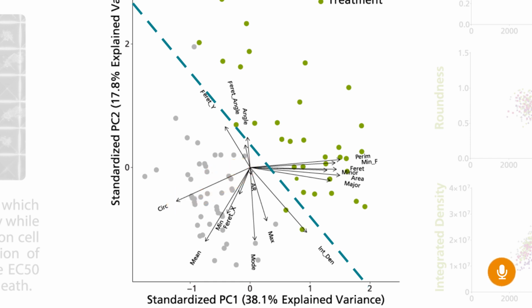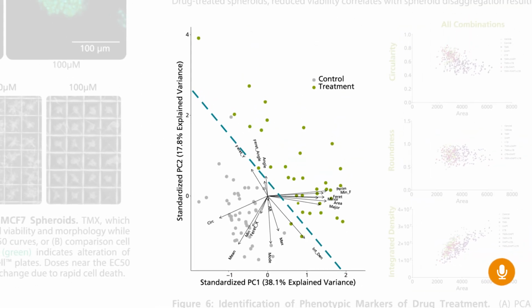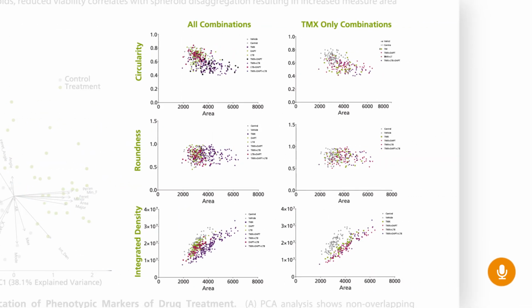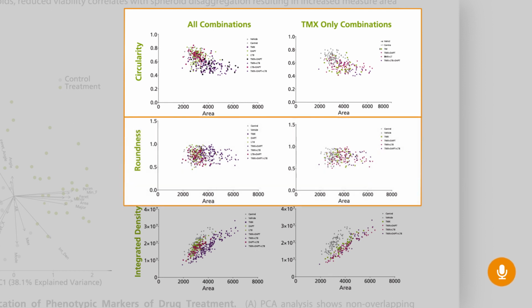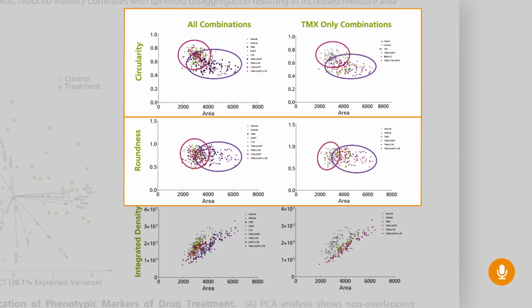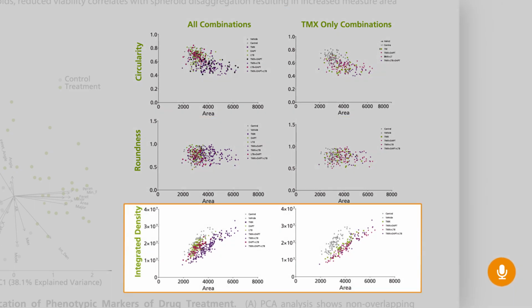Using the results of the principal component analysis, we graphed various combinations of these parameters to try and identify combinations that would provide clear separation between treatment and control groups. In Figure 6b, we show 3 such combinations. For example, showing circularity versus area or roundness versus area shows a partial separation of the treatment groups that had impact on viability from those that did not. In graphing integrated density versus area, we can see a clear separation between the treatments that had a substantial effect on viability and those that did not.